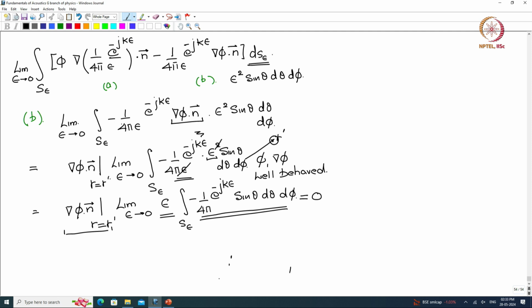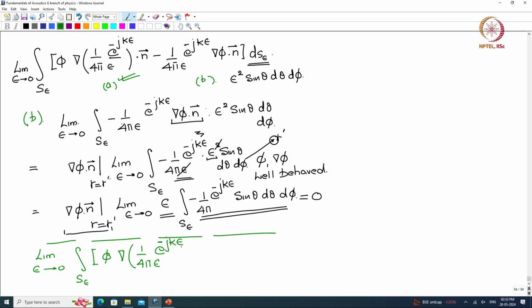So now we are left with this next term, the second term, which is term A. It is the limit epsilon tending to 0 of the integral over S epsilon of phi times the gradient of 1 by 4 pi epsilon e to the power of minus j k epsilon dotted with n, and again epsilon square sine theta d theta d phi.